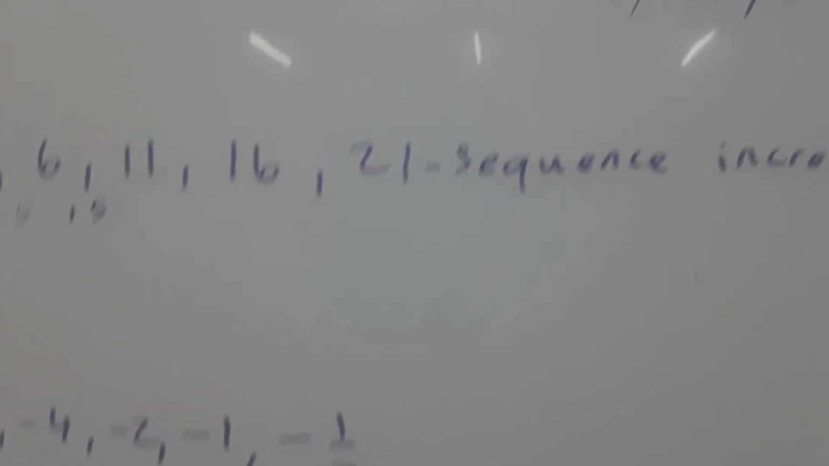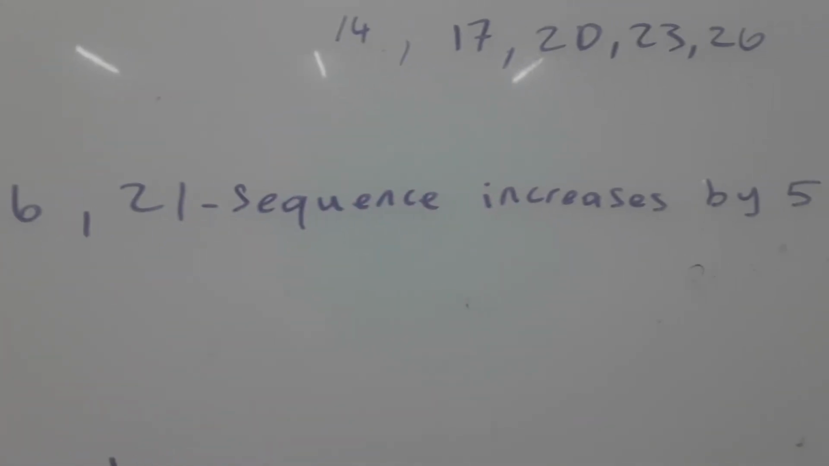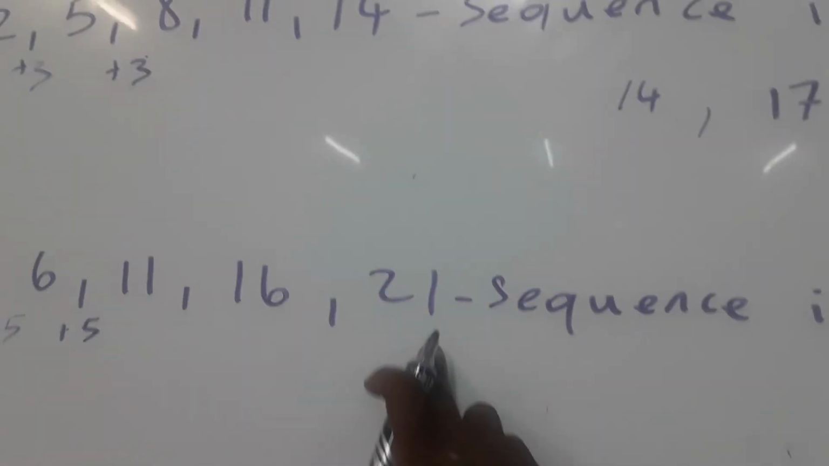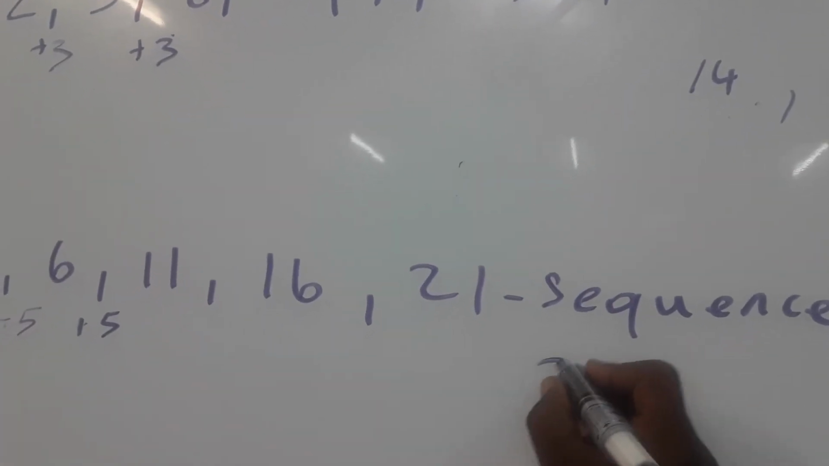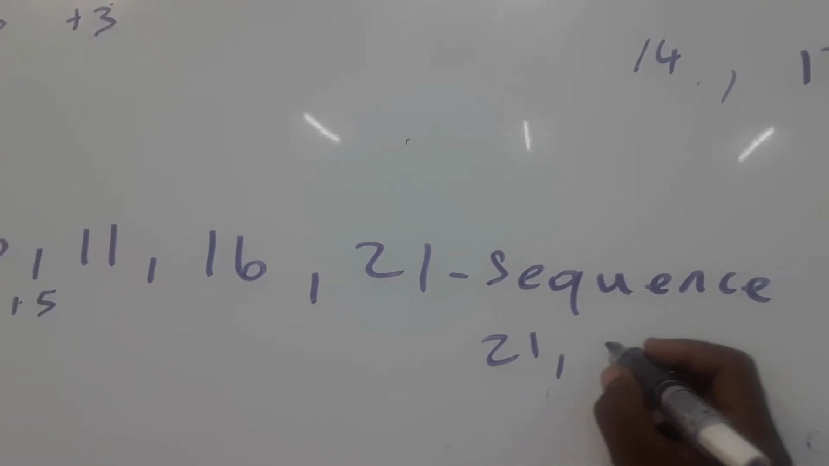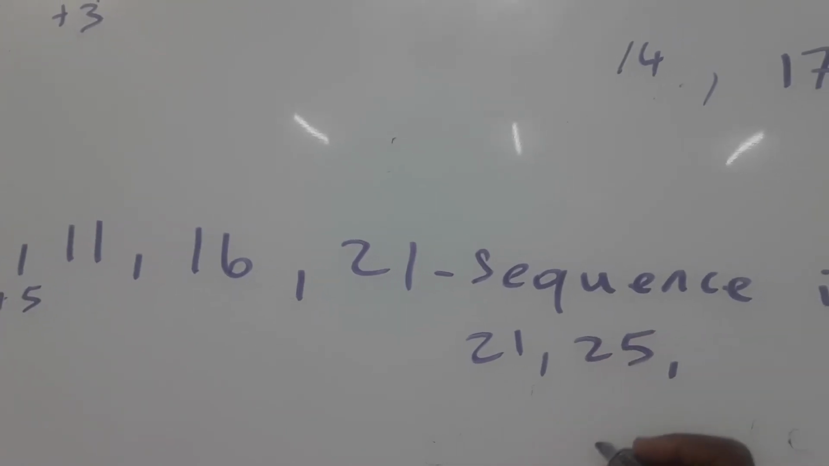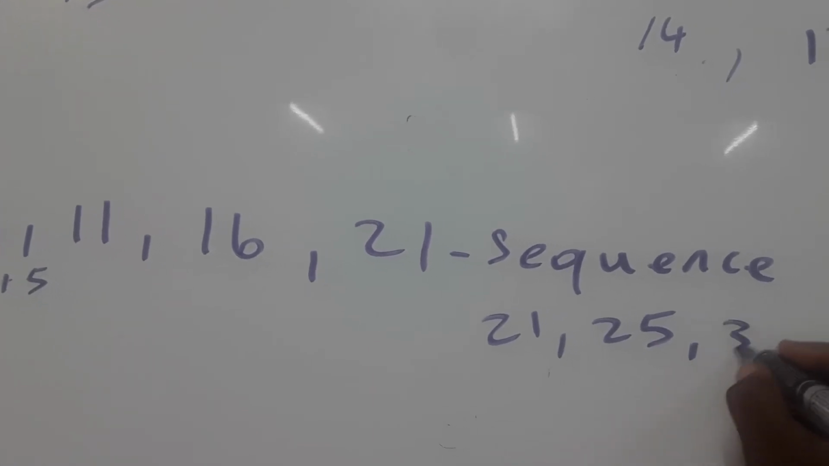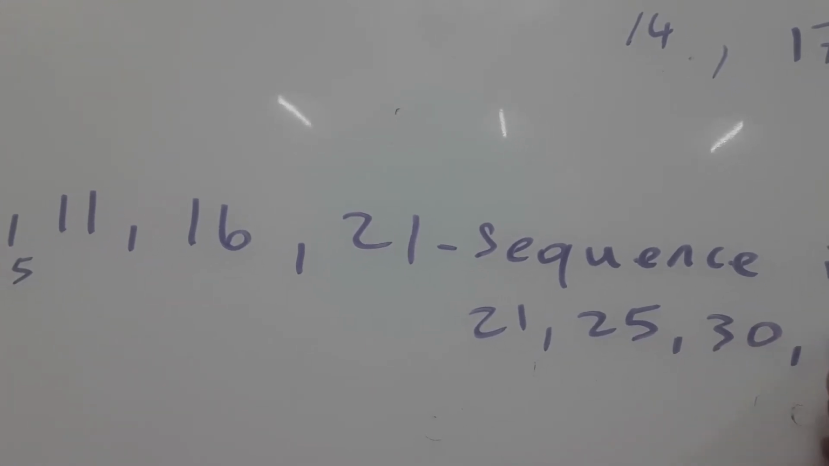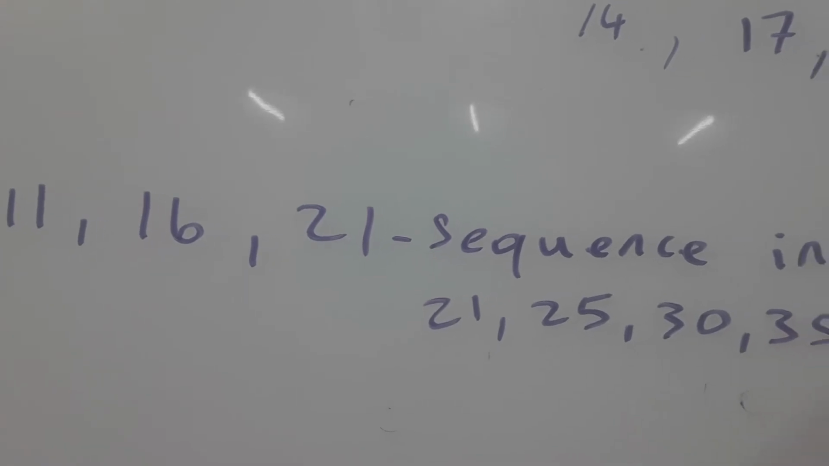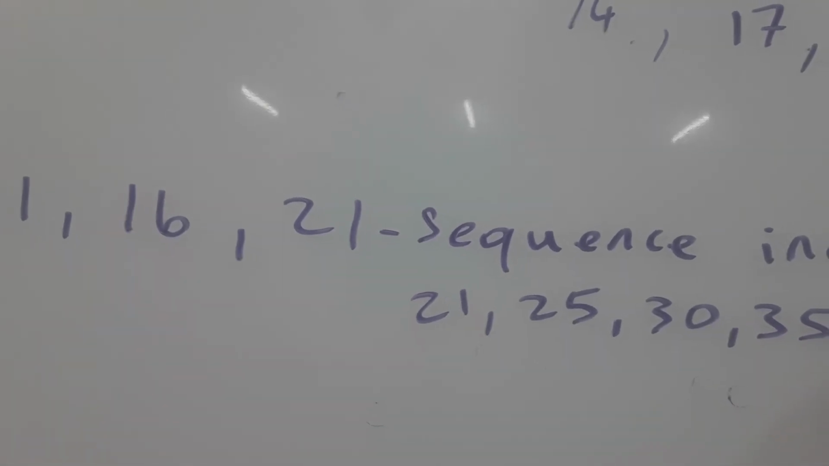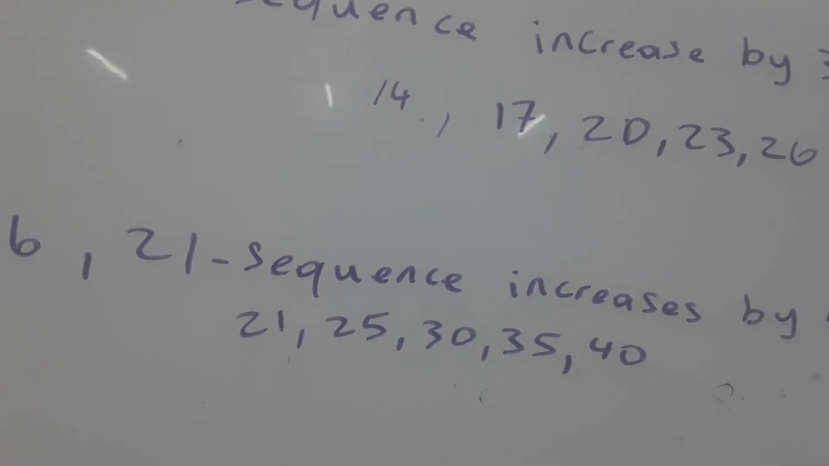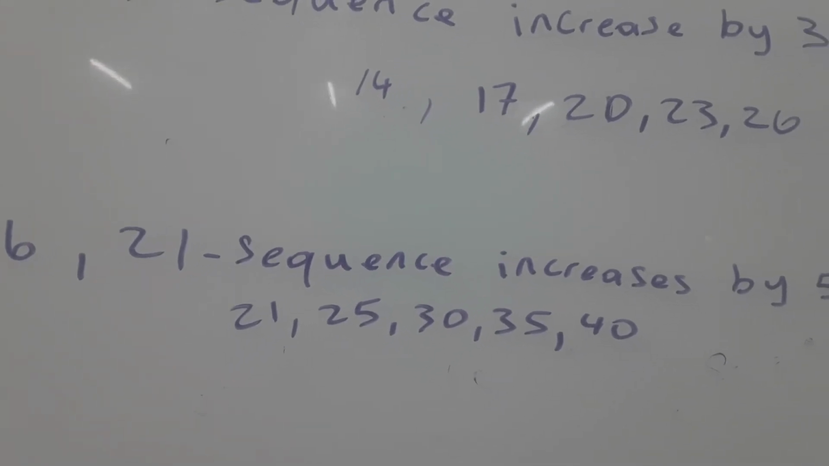increases by 5. So for our next 4 terms from this sequence, 21 was the last term. The next term would be 26, then 26 plus 5 is 31, 31 plus 5 is 36, and 36 plus 5 is 41. Those would be the next 4 terms.